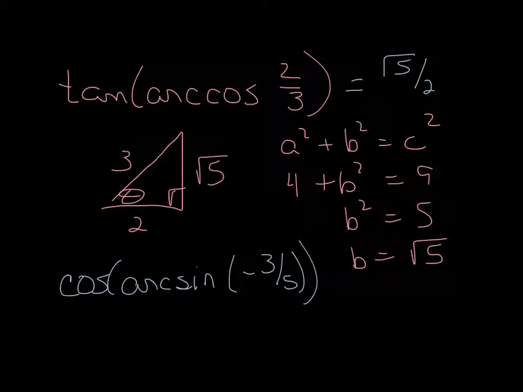Yes? Can you explain again how you know that -3/5 is in the fourth quadrant? The angle whose sine is negative 3/5. It's arc sine, so if it's negative, it has to be fourth quadrant. Oh, okay. Because you're using the sign restrictions. Yes.